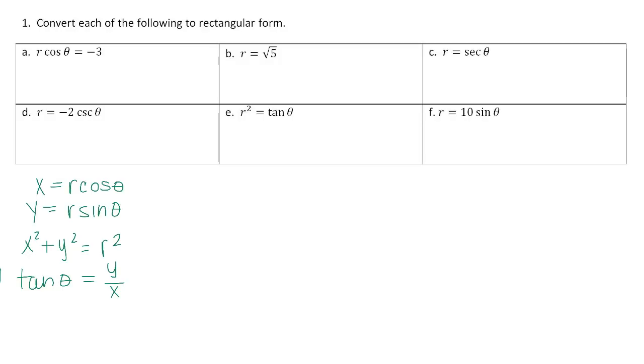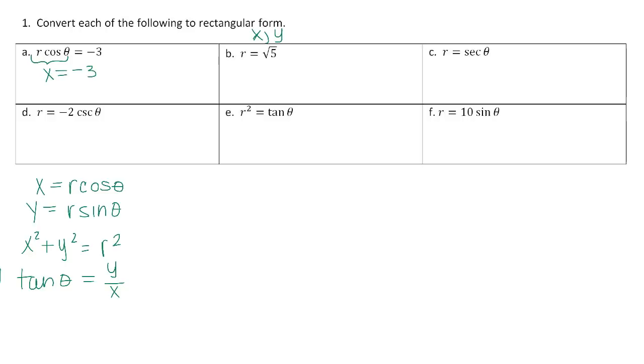So up here, when we're going to rectangular form, that means that we want just your x and y values. That's all we're interested in, is an x and y value. So for this first one, r cosine theta, and this is a pretty straightforward substitution. That's going to be the value of x. So you have x equals -3.